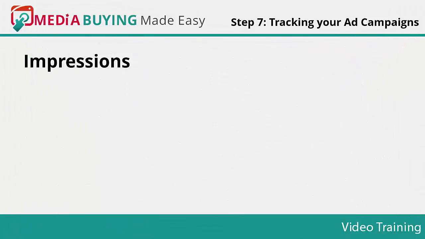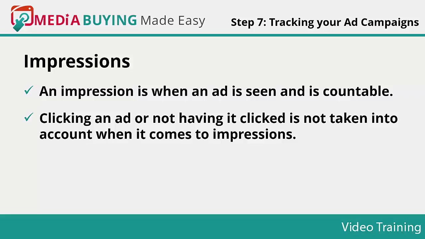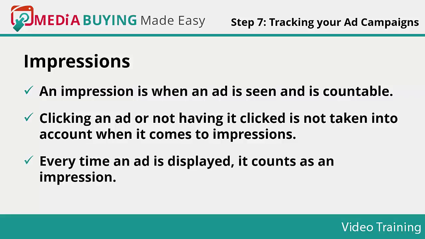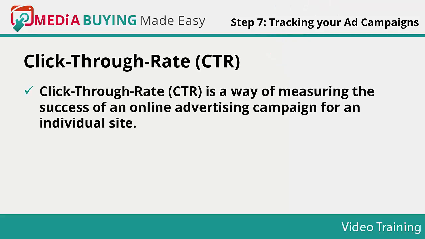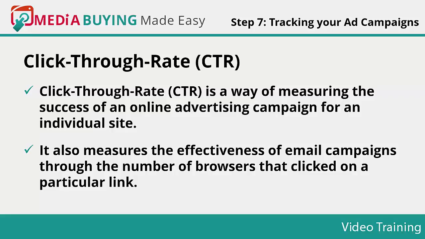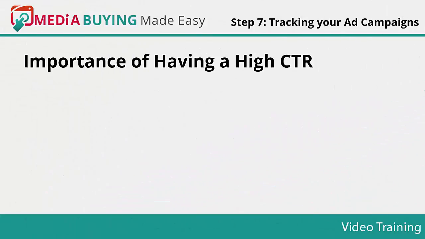Impressions. When it comes to the context of internet marketing, an impression is when an ad is seen and is countable. Clicking an ad or not having it clicked is not taken into account when it comes to impressions. However, every time an ad is displayed, it counts as an impression. Click-through rate, CTR. Click-through rate, or CTR, is a way of measuring the success of an online advertising campaign for an individual site. It also measures the effectiveness of email campaigns through the number of browsers that clicked on a particular link.